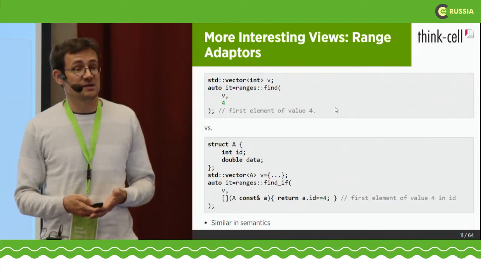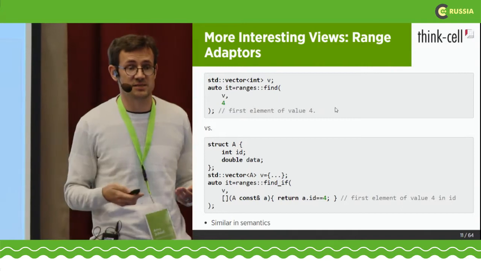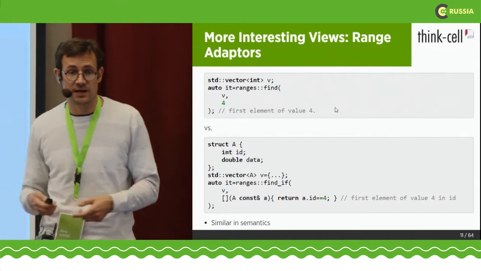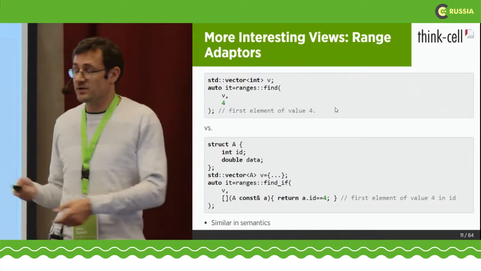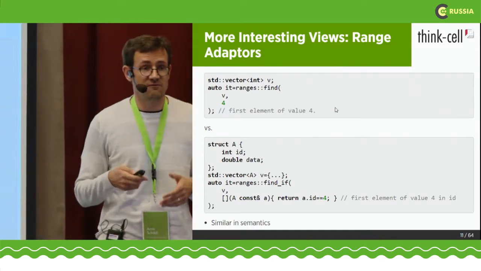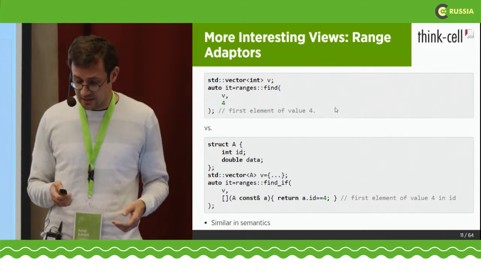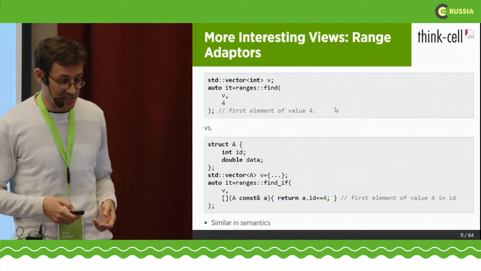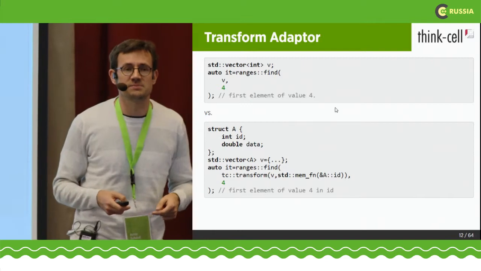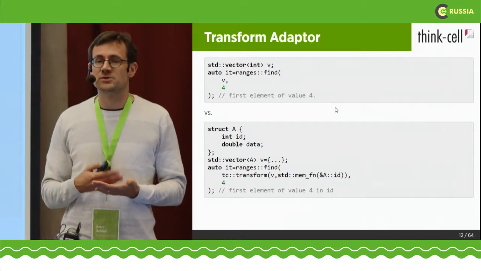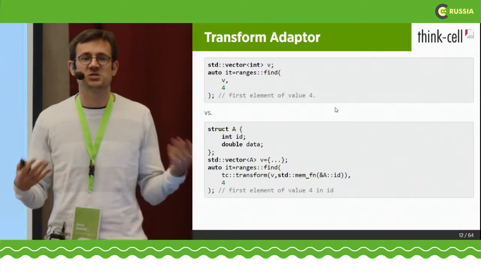But it's kind of ugly, because arguably these two things are very similar in semantics. You're looking for a 4 in a list of ints. Just the nature of this list of ints is different. But when you look at the syntax that we use, it's very different. There's nothing to do with one another. And ranges are out to change that. Enter the transform adapter. The transform adapter is probably one of the two most important range innovations you will use.